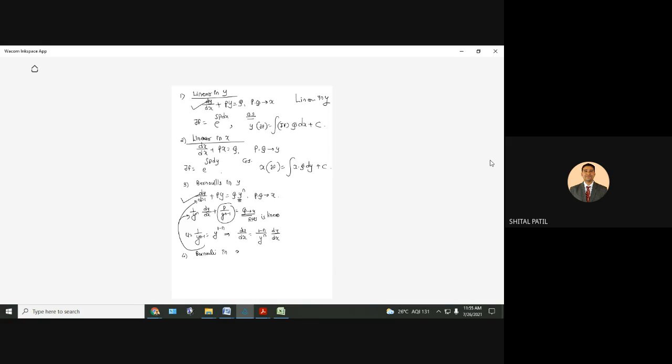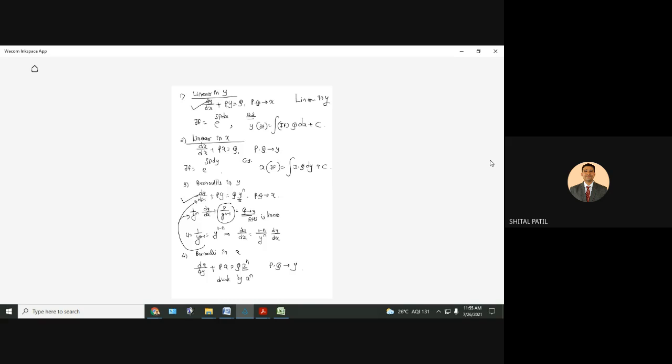Fourth, Bernoulli's in x. So it is like this: dx/dy plus Px equal to Q times x raised to n. It is non-linear due to x. P and Q are functions of y. So as in the previous case, divide by x raised to n, decide the substitution from the middle term, and then solve it.